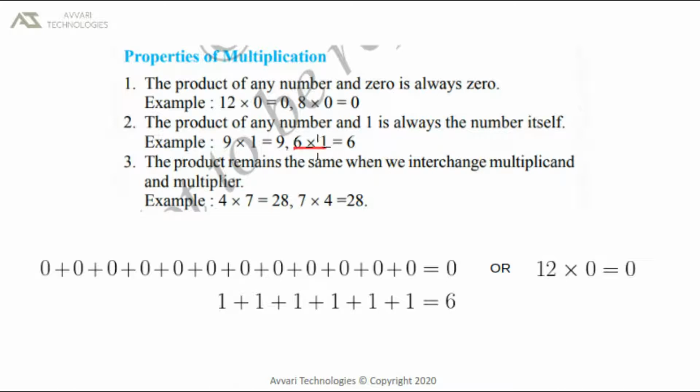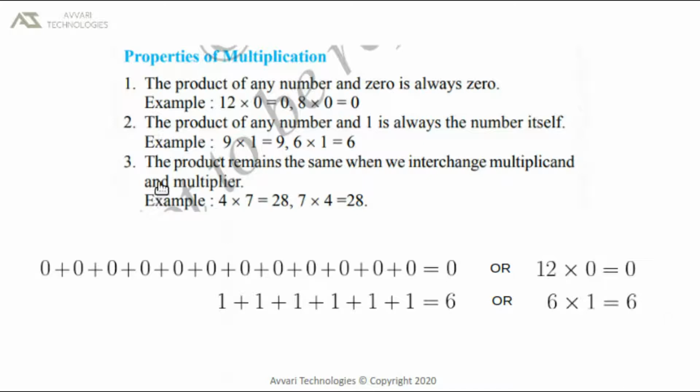6 into 1, we will add 1 6 times. So 1 plus 1 plus 1 plus 1 plus 1 plus 1. We added 1 6 times. If we add these numbers, we will get 6. 6 into 1 is equal to 6. Or we can say we will add 6 one time. So 6 into 1 is equal to 6.